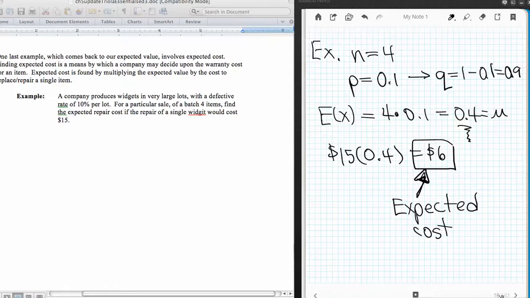So that would be kind of an interesting thing to think about too. There'd be a little bit more difficulty in computing that probability, just because not every widget sold would probably come with a warranty. So they'd probably figure that in and help to decide how much more they should be charging based upon the expected cost of repair being $6.